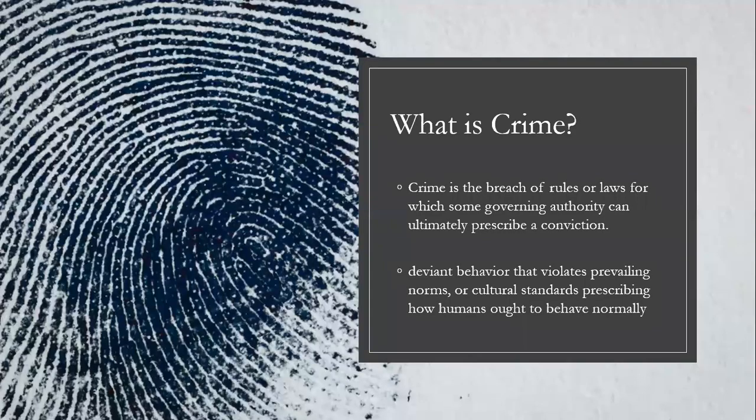From the very start, we must identify from a sociological perspective what is crime. Crime is the breach of rules or laws for which some governing authority or body can ultimately prescribe a conviction. Sociology, a normative definition, views crime as deviant behavior that violates prevailing or existing norms or cultural standards prescribing how humans ought to behave normally.